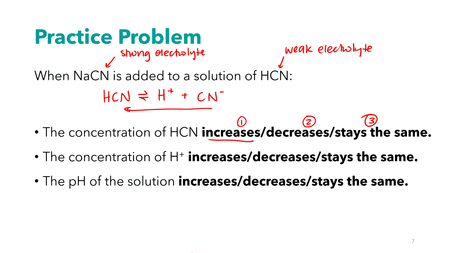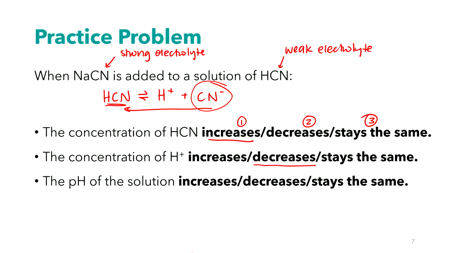I am going to see it decrease. If I put in CN minus, I have to make some more HCN. That requires the consumption of H+. So I'm going to see a decrease in my H+ concentration. Also, you could think about it as just adding in a weak base. That's a base, and in my mind, it's going to eat some of the H+, so it's going to go down.